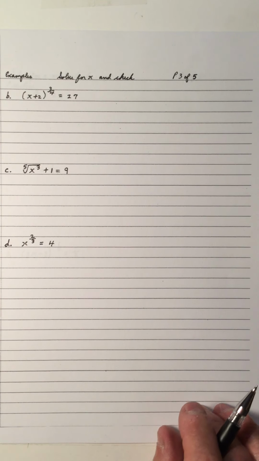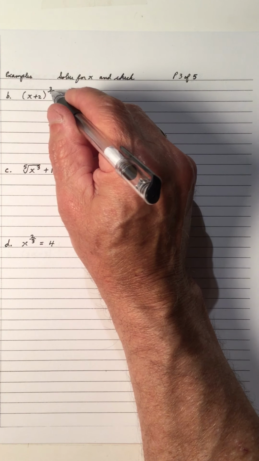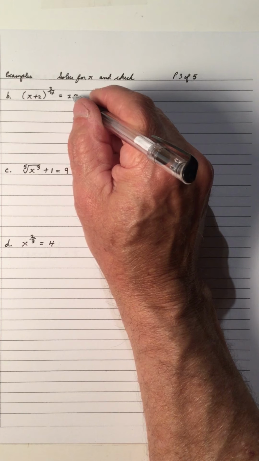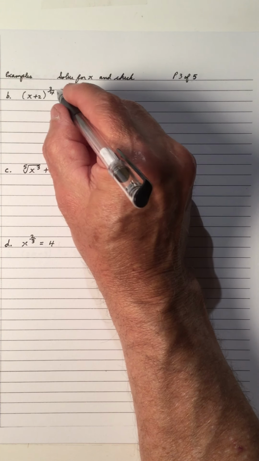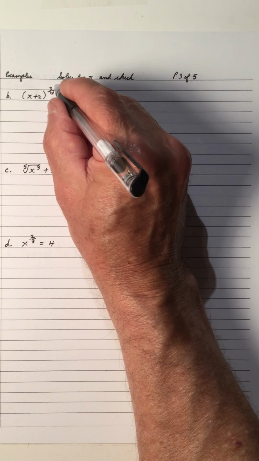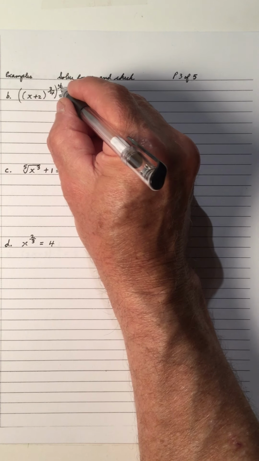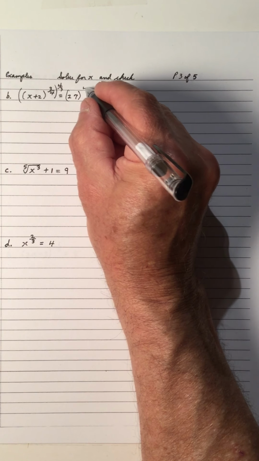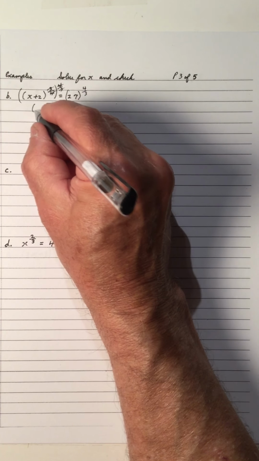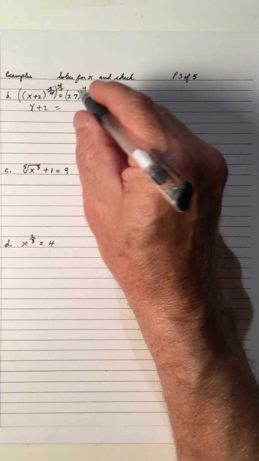Some more examples. Solve for x and check. We have a binomial, x plus 2, raised to the 3/4 power equals 27. The exponential is already isolated, so the 3/4 is the exponent, and the reciprocal is 4 over 3. So we raise each side to 4 over 3. Notice they cancel out to give me x plus 2 to the 1.